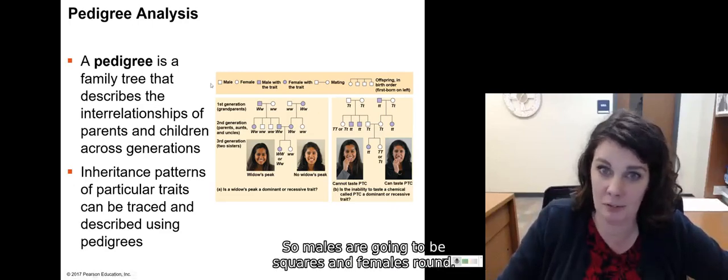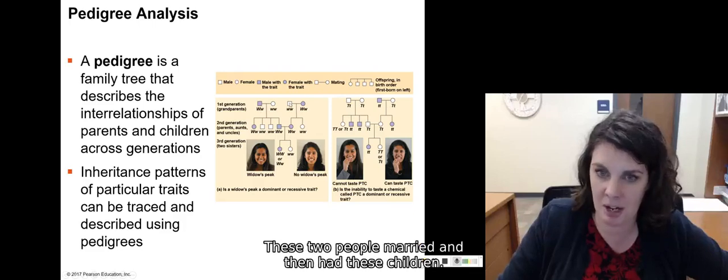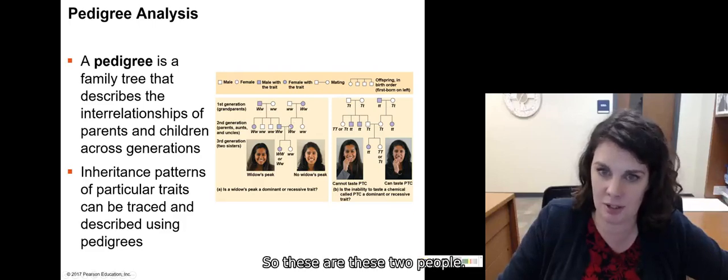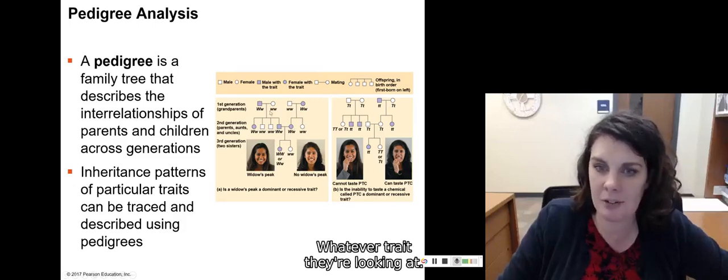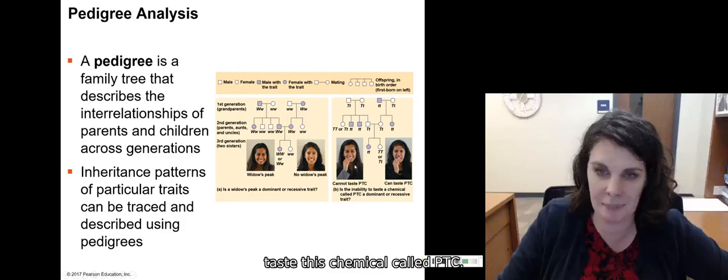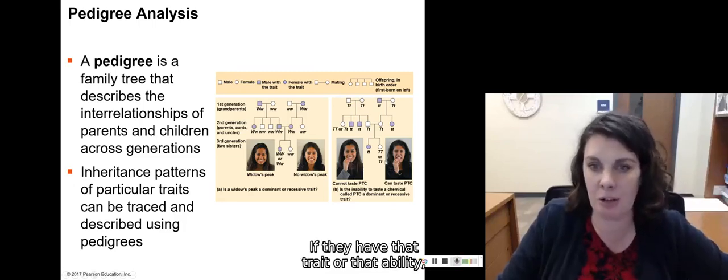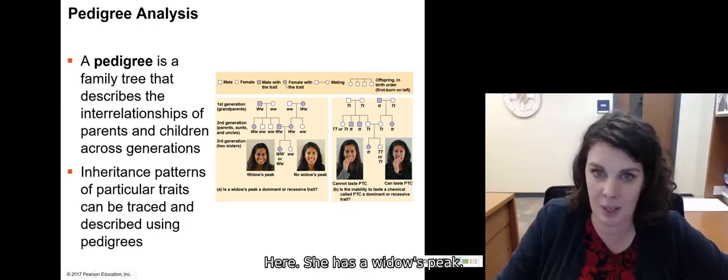So males are going to be squares and females round. So here you have a father and a mother, these two people married and then had these children. So these are the two people you're looking at, their parents, siblings, and their grandparents. And whatever trait they're looking at, so here they're looking at a widow's peak, here they're looking at if they can taste this chemical called PTC. If they have that trait or that ability, it's going to be colored in, and if they don't have it, it's going to be left white.